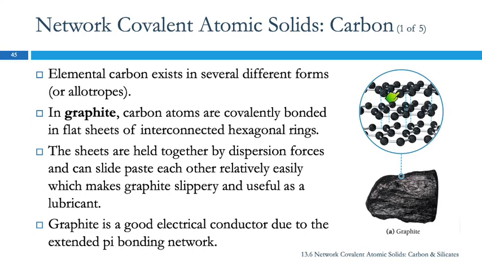So what happens is this top layer can slide next to this middle layer, which can slide next to the bottom layer. So graphite has a slippery quality, which makes it useful as a pencil lead, because when you pull it along a piece of paper, you're leaving behind part of the graphite, right? It's also good as a lubricant. So you can put graphite in a door lock, and it'll help to lubricate the pieces. It's also a good electrical conductor.